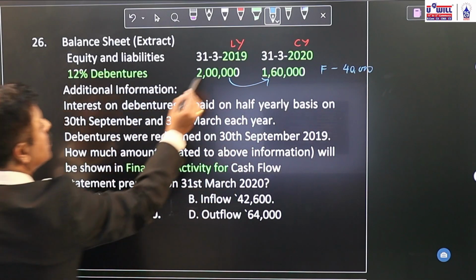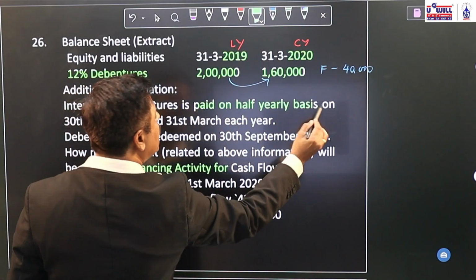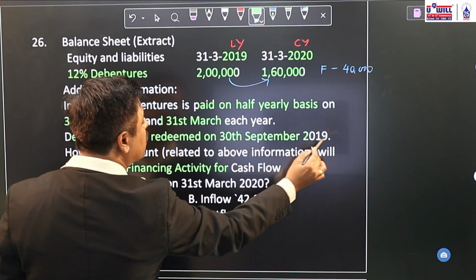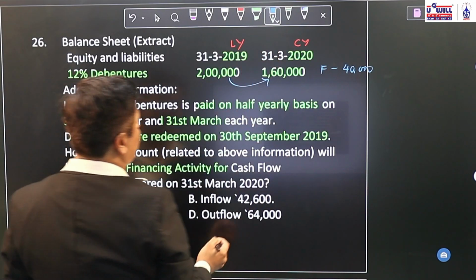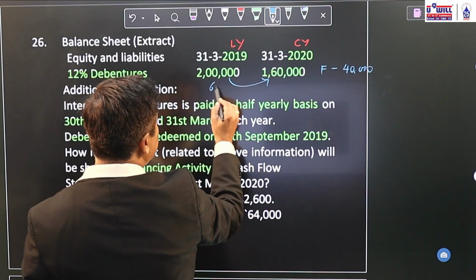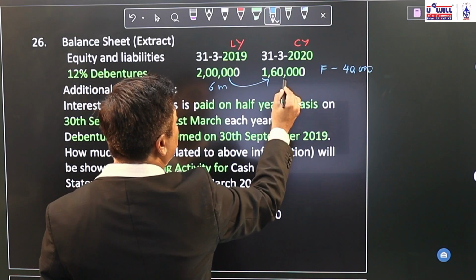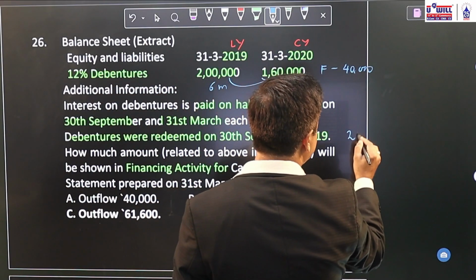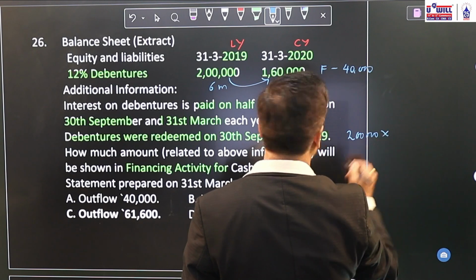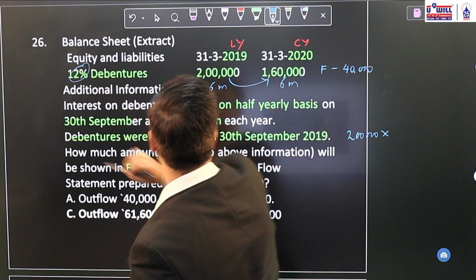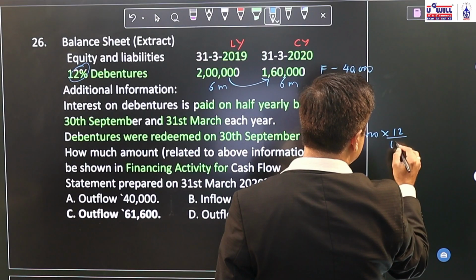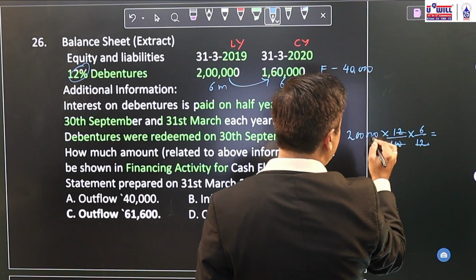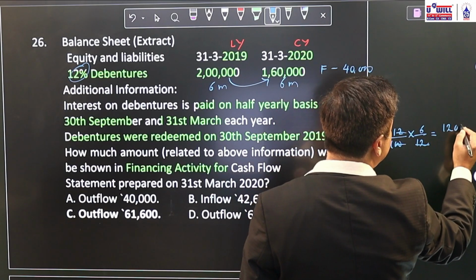Interest on debentures is paid on half yearly basis on 30th September and 31st March. Debentures were redeemed on 30th September. So on 2 lakhs you'll pay for 6 months. After that you repay 40,000, and for the remaining 6 months you'll pay on 1 lakh 60,000. So 2 lakhs into 12% interest for 6 months would be equal to 2,000 into 6, 12,000.